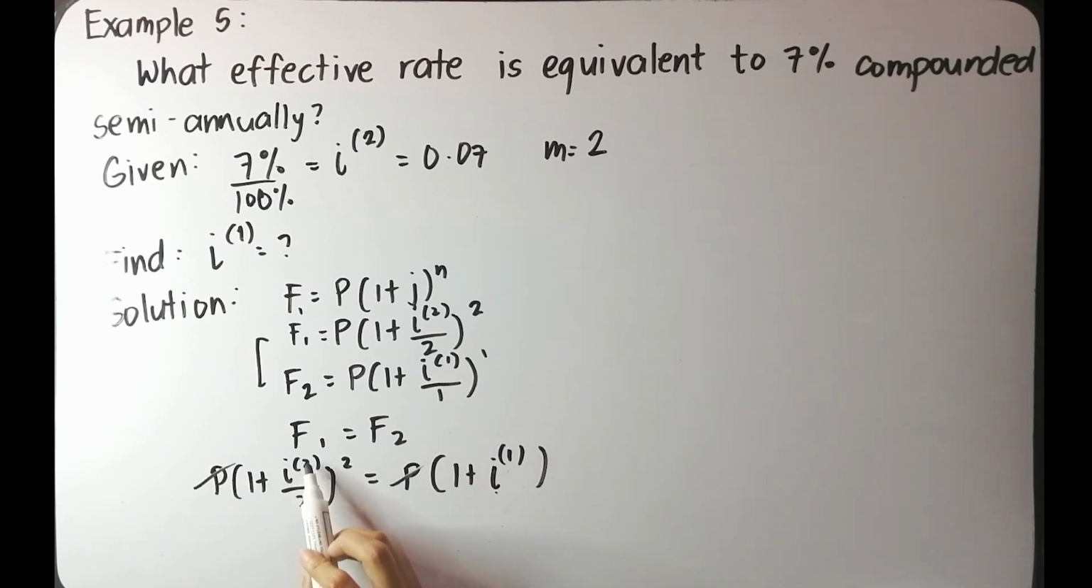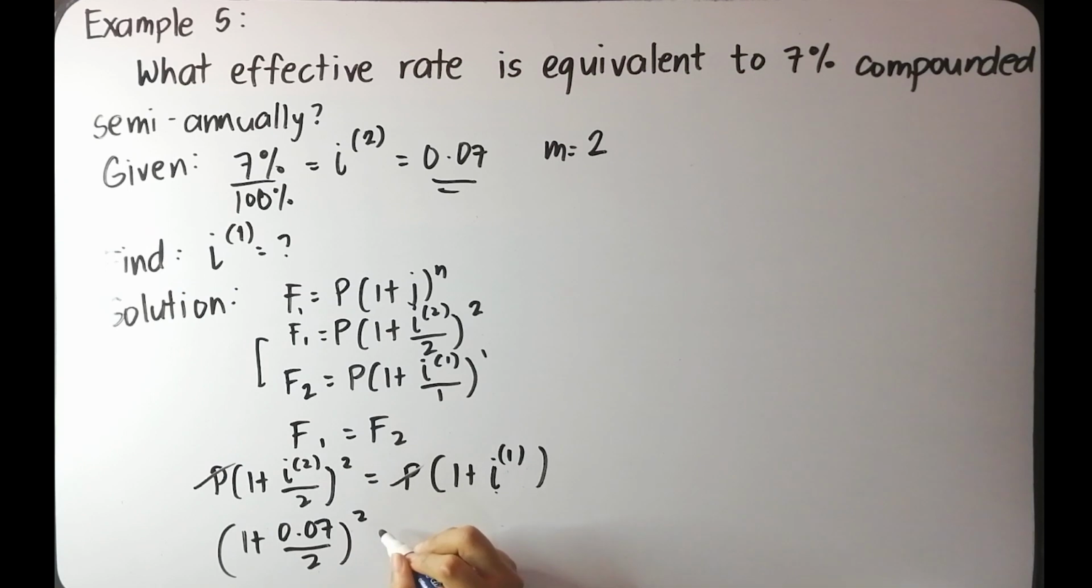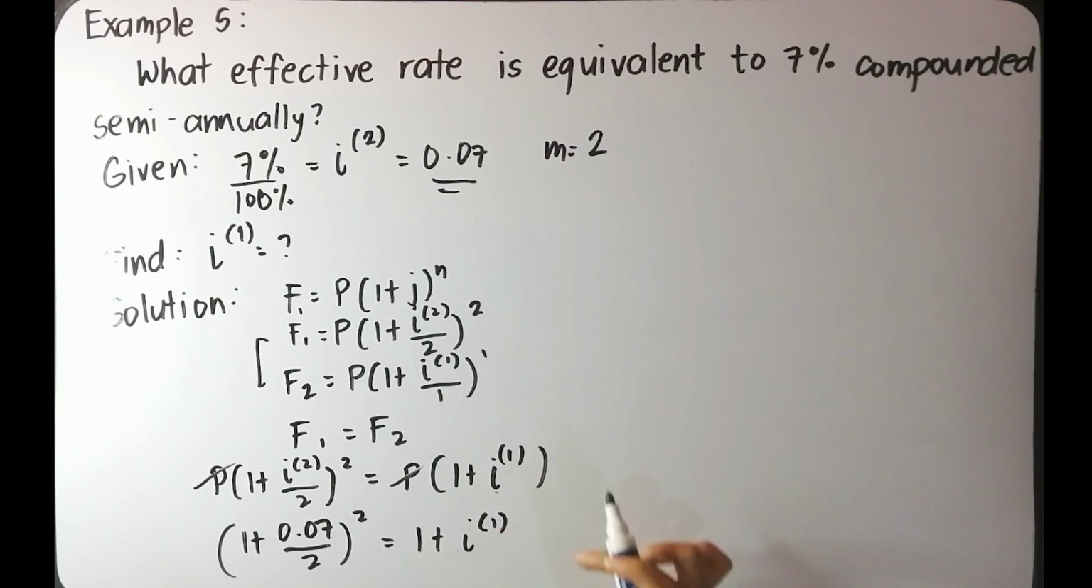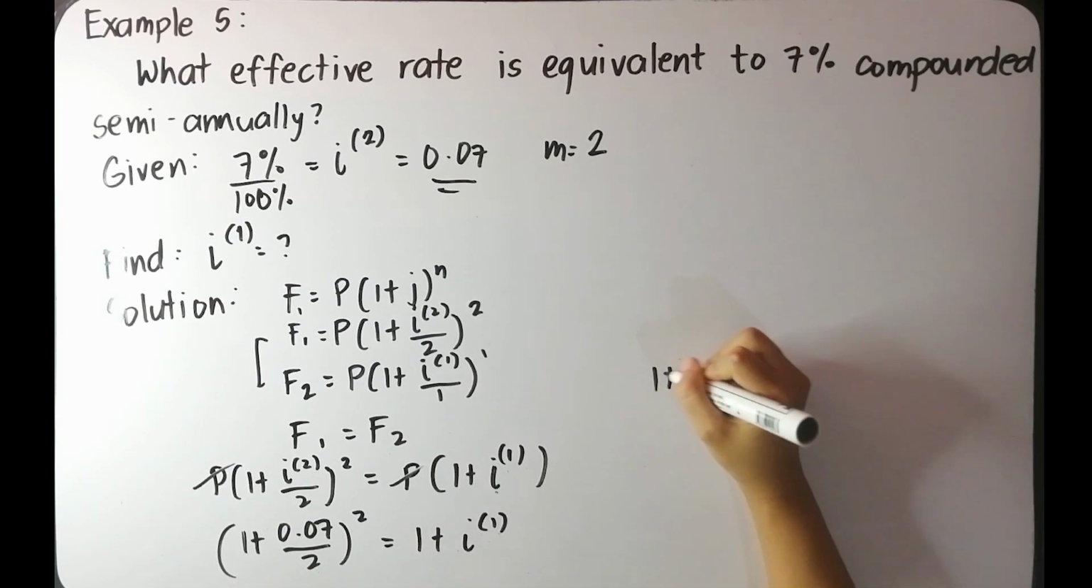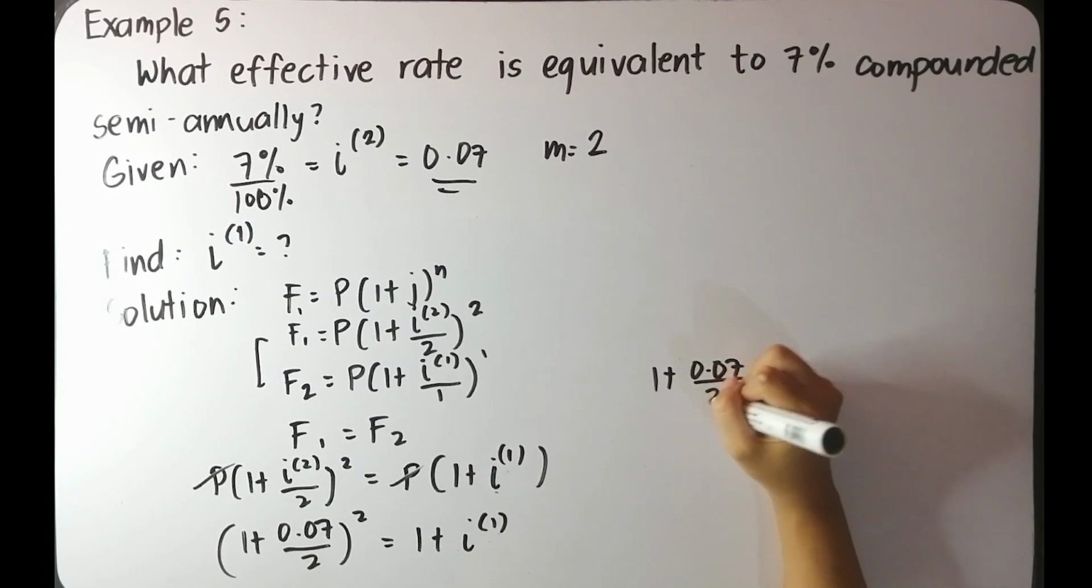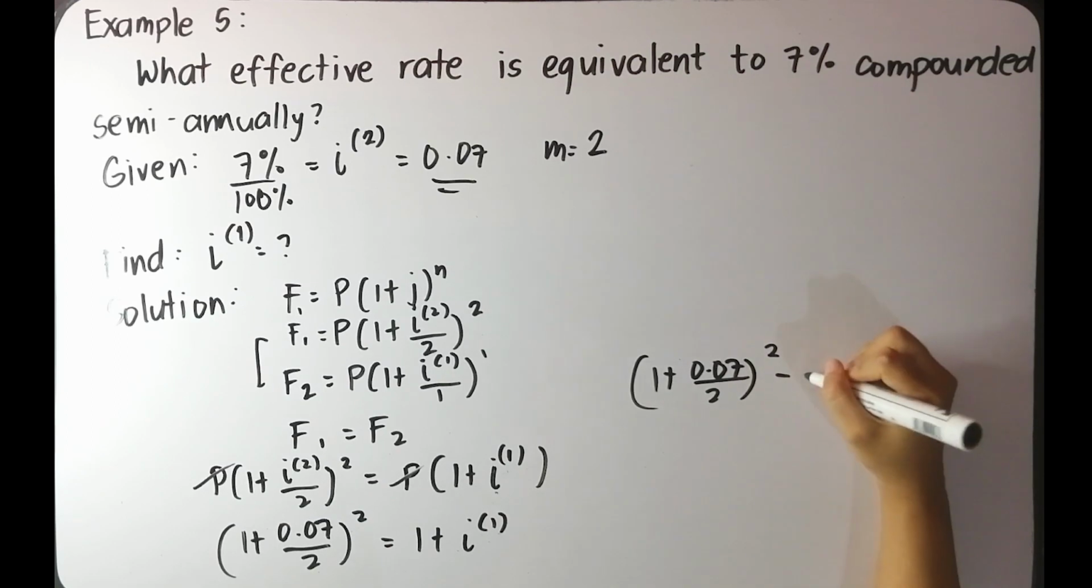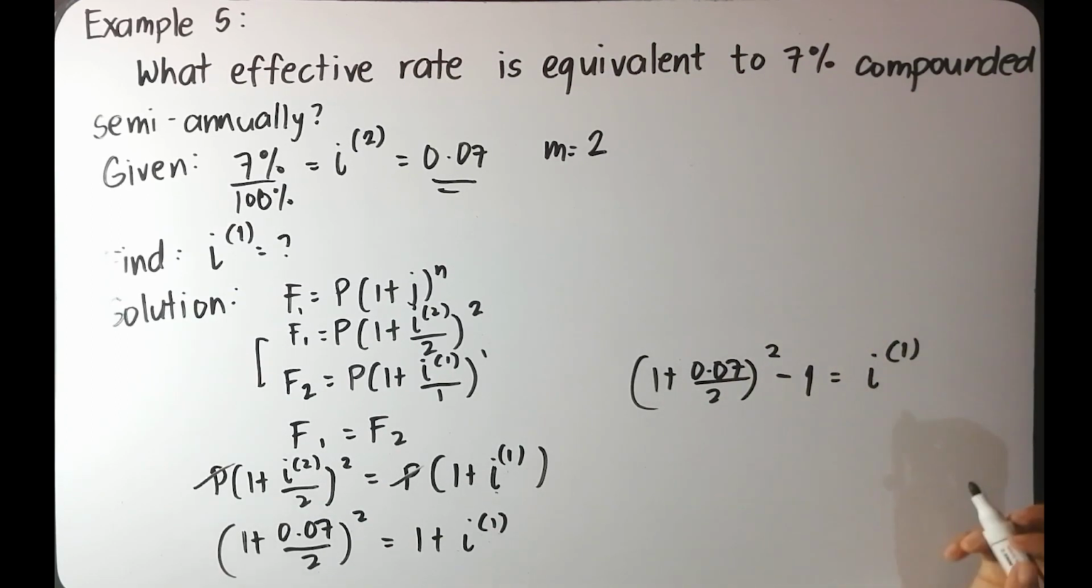So we have given i^(2), our rate compounded semi-annually. So we have 1 plus 0.07, which is i^(2), divided by 2, raised to 2, equals 1 plus i^(1). To get i^(1), we need to transpose this positive 1 to the other side, or subtract 1 from both sides. So we have 1 plus 0.07 divided by 2, raised to 2, minus 1 equals i^(1). So let's compute.